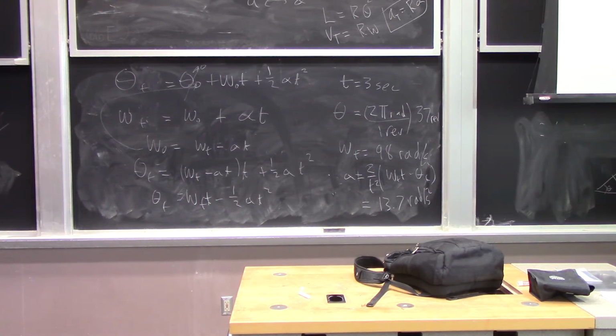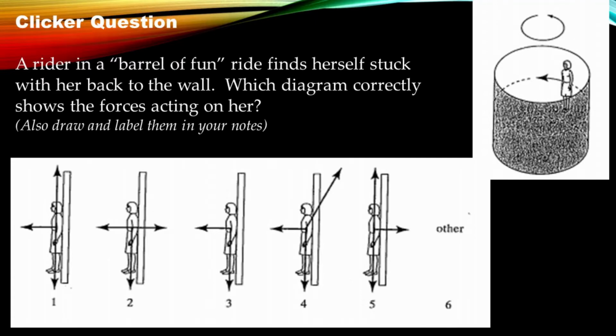Okay, so moving on to the next one. This is getting more into some of the things that we talked about last time, and this has to do with forces when we're talking about centripetal acceleration. And so this question says, a rider in a barrel of fun ride finds herself stuck with her back to the wall. Which diagram correctly shows the forces acting on her? Okay, so this is spinning around, and that's what's keeping her from sliding down. And so what we want to do is pick which one of these best represents the forces that are acting on her.